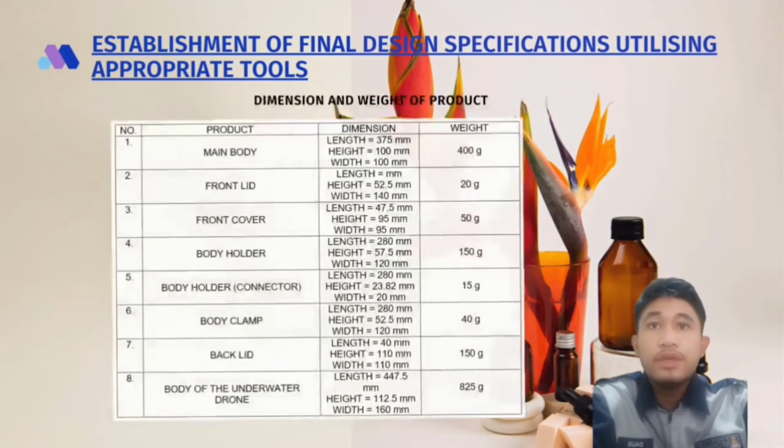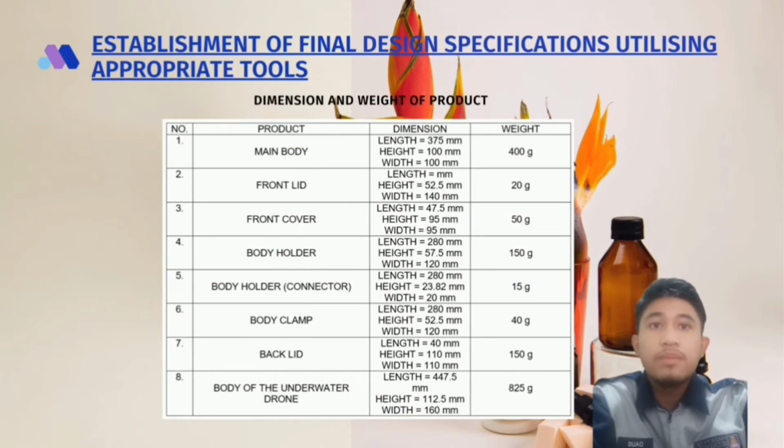For the dimension and weight, shown here are all of the parts' dimensions and weights. So the overall body of the underwater drone is 447.5mm for the length, 112.5mm for the height and 160mm for its width. The total estimated weight is 825 grams.